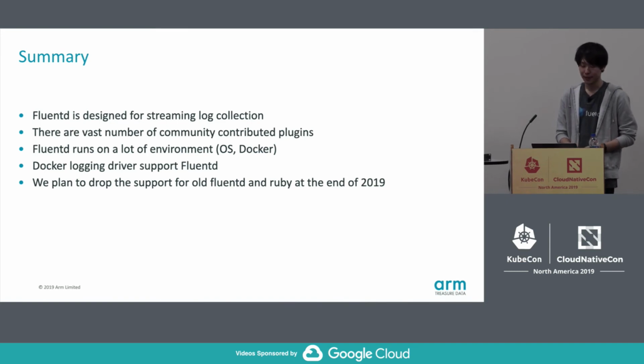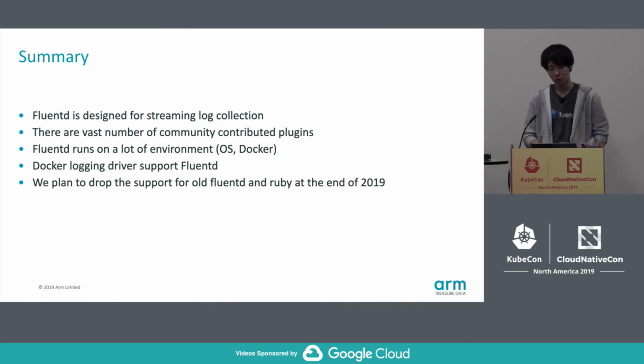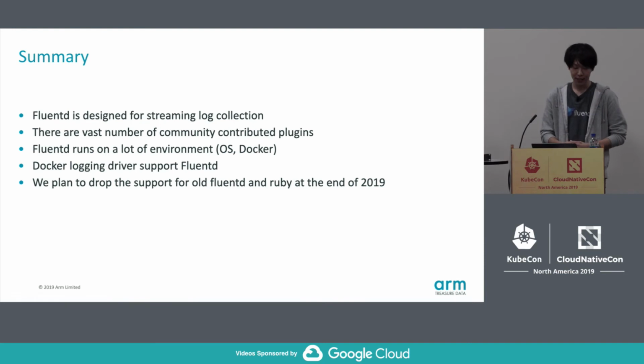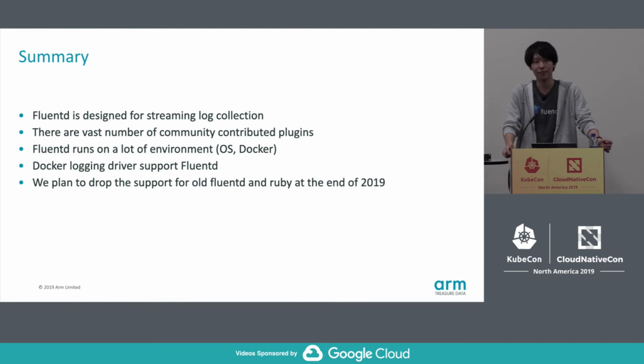And this is a very important news. We plan to drop the support of Ruby 2.1 and Fluentd at the end of 2019. That's it. Thank you for listening.